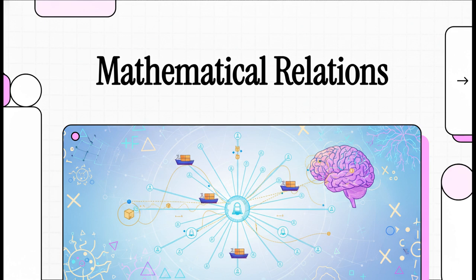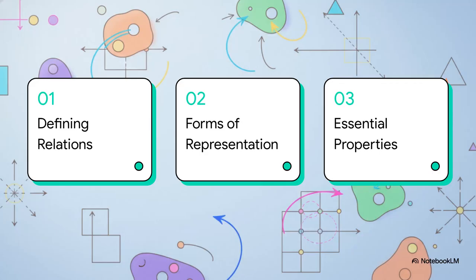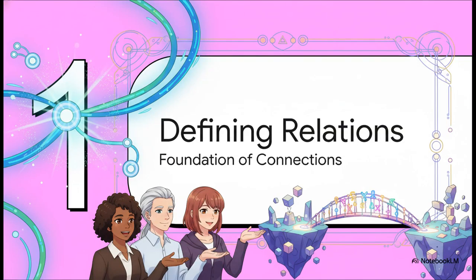We are unpacking the architecture of these connections in this explainer by looking really closely at the fundamentals of mathematical relations. To keep things manageable, we're breaking this down into 3 logical steps. First, defining mathematical relations. Next, 3 forms of representation. And finally, the essential properties of relations. Let's jump right into Section 1, defining mathematical relations, the foundation of connections.